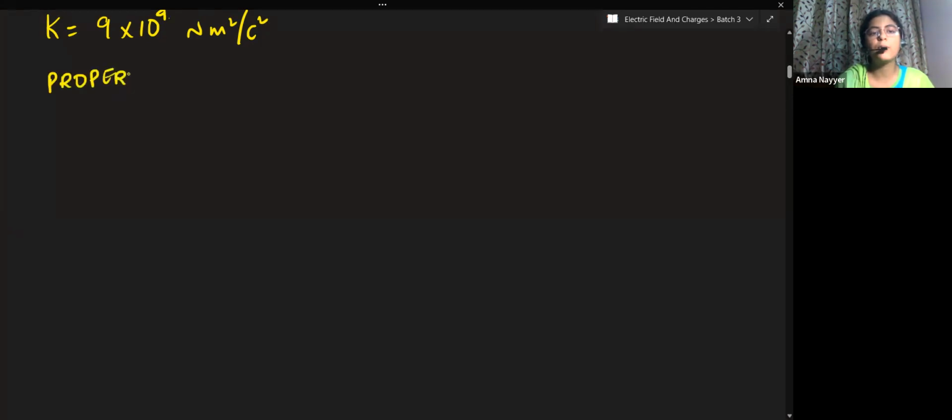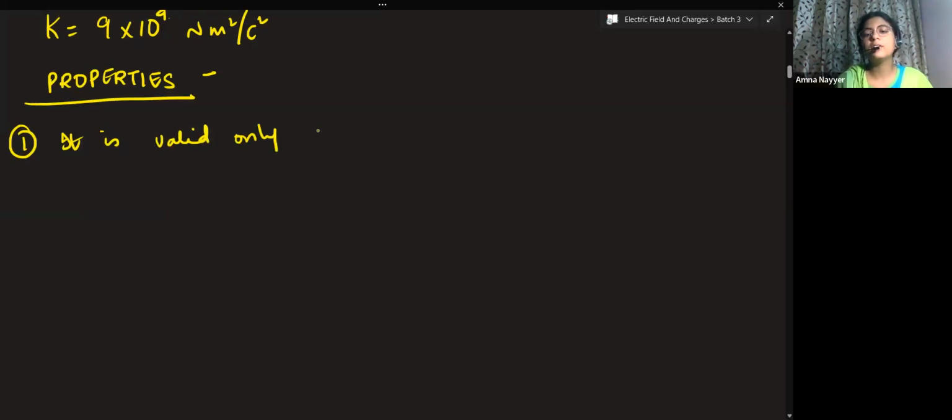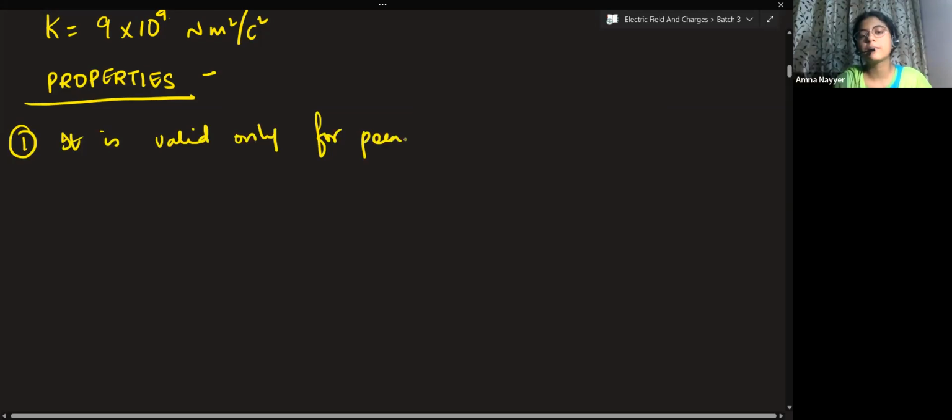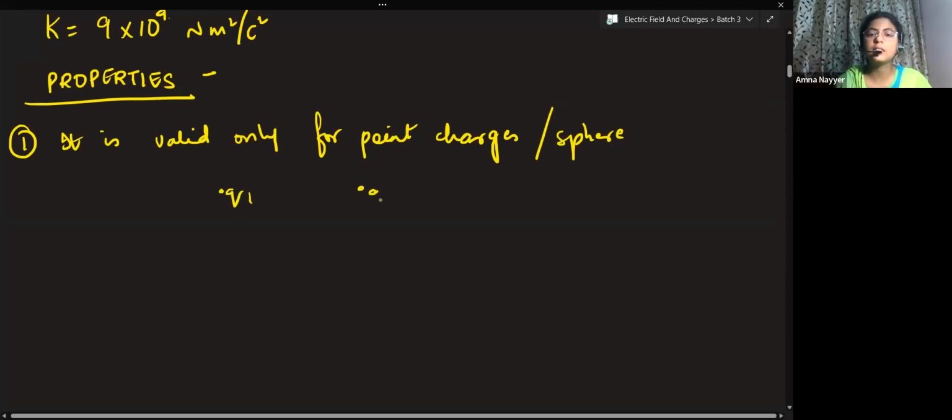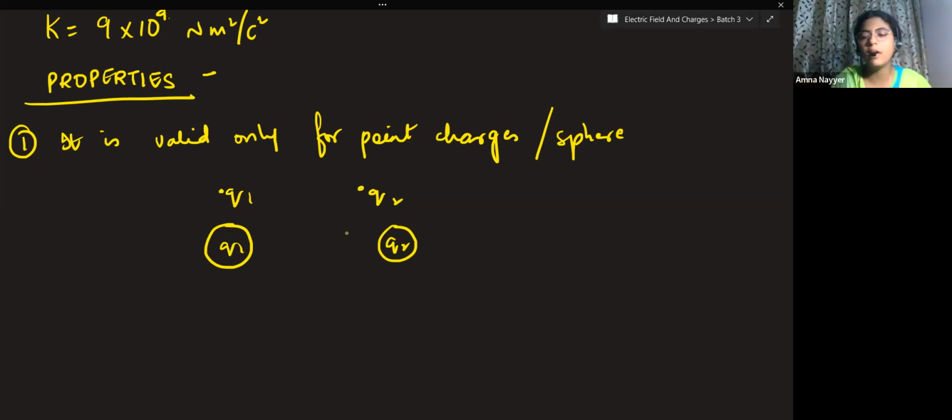Now certain properties of Coulomb's law. First property says that it is valid only for point charges. Even if you have spheres, you can use them, point charges or spheres. So if you have two point charges like Q1 and Q2, or you have two spheres having the charges Q1 and Q2, and both of them are separated by a certain distance, you can apply Coulomb's law. Coulomb's law will be valid over here.